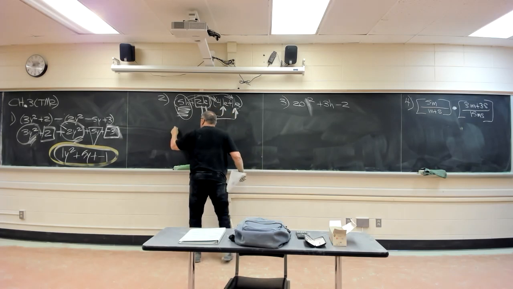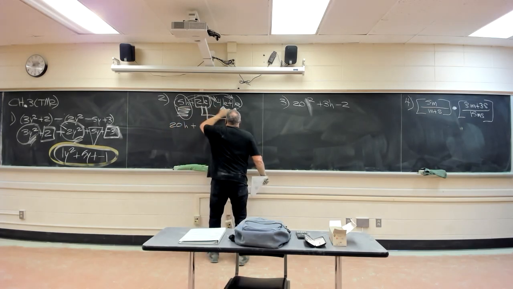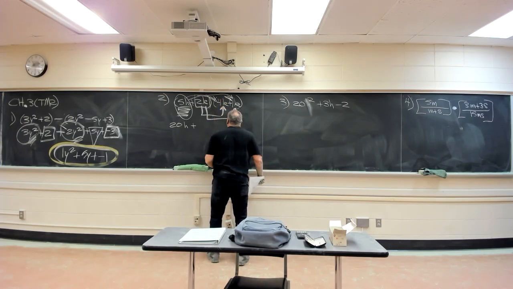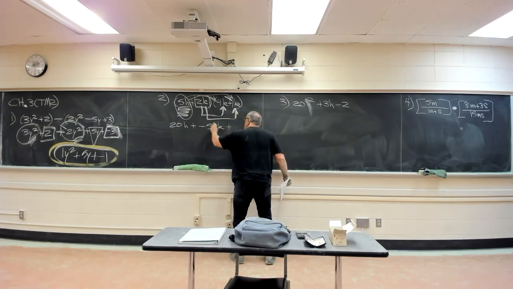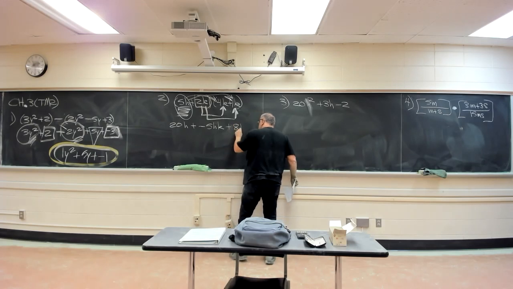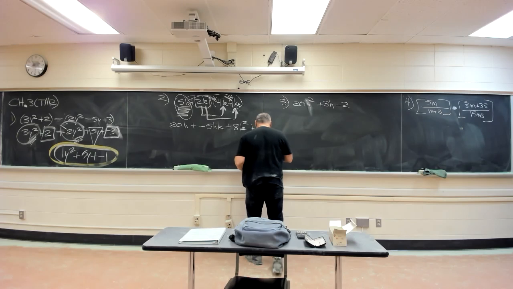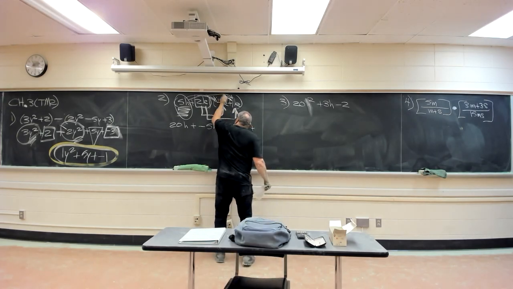5h times 4 is 20h. 5h times a negative 1k is negative 5hk. 2k times 4k is 8k squared. 2k, for some reason, did I just write the wrong? No, that should have been an h. I'm sorry, guys. That's an h.